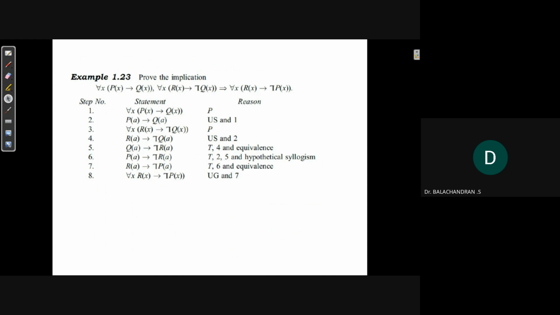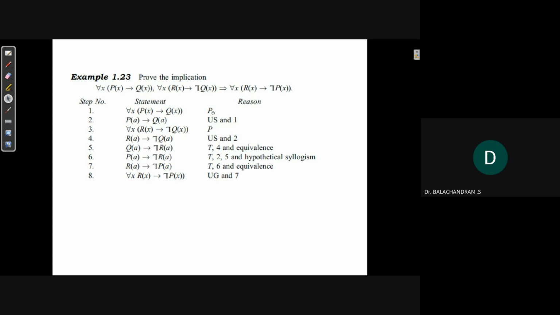So now the next problem in predicate calculus. Prove the implication. The first premise is: for every x, P of x implies Q of x. The second is: for every x, R of x implies negation Q of x. The conclusion is: for every x, R of x implies negation P of x. So first I will take the first premise, for every x, P of x implies Q of x.